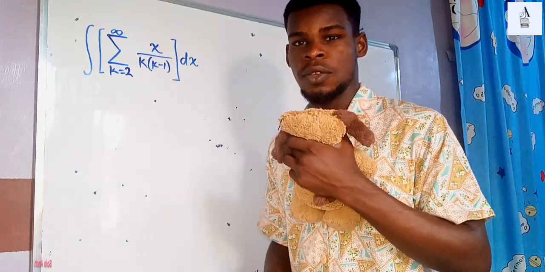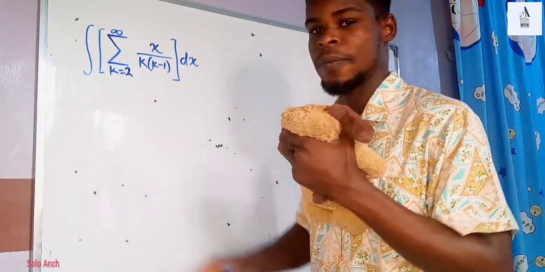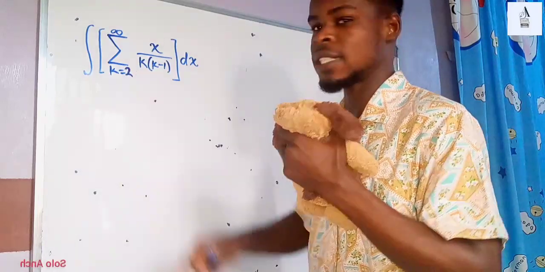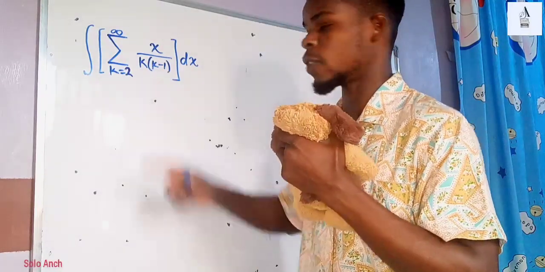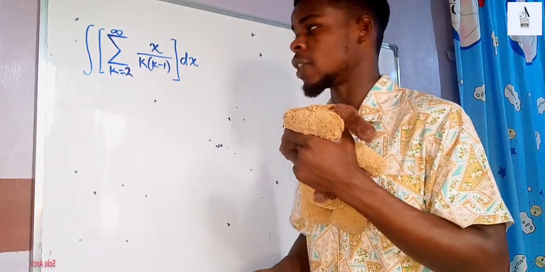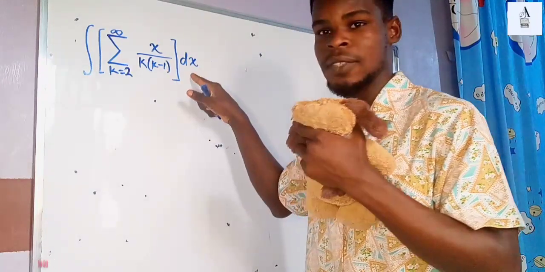Okay, here we want to try something really cool. So we want to find the antiderivative of this sum, and the sum is given as the sum as k starts from 2 to infinity of x over k times (k minus 1). Okay, great. And we're going to find the antiderivative over the x variable.